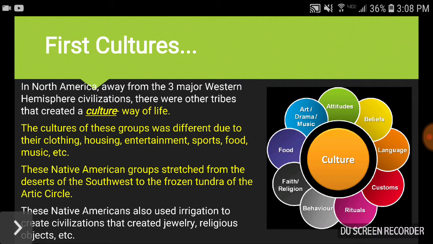All right, so on your tree map, the left side, your first tree branch, you're going to see your tree branch labeled first cultures. Anything in color, so anything in yellow, needs to be written in that first tree branch, starting with culture, way of life.